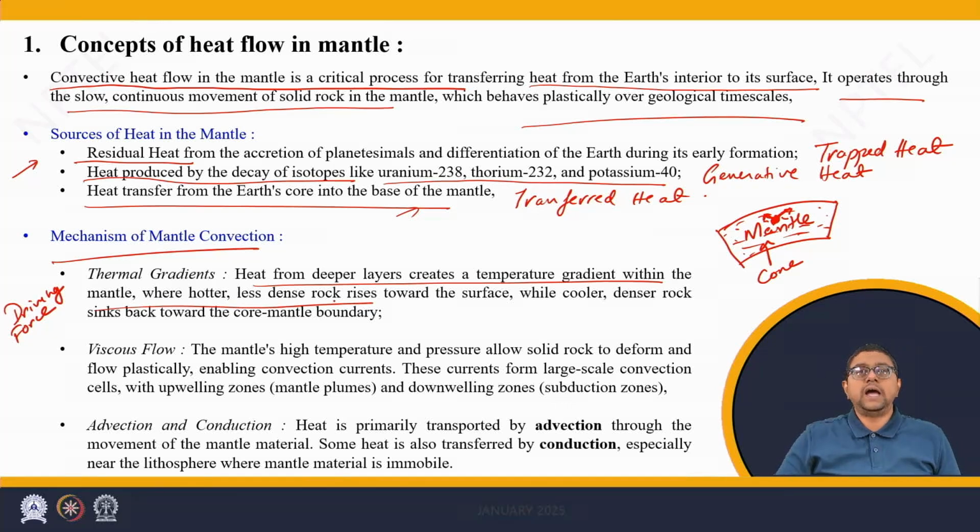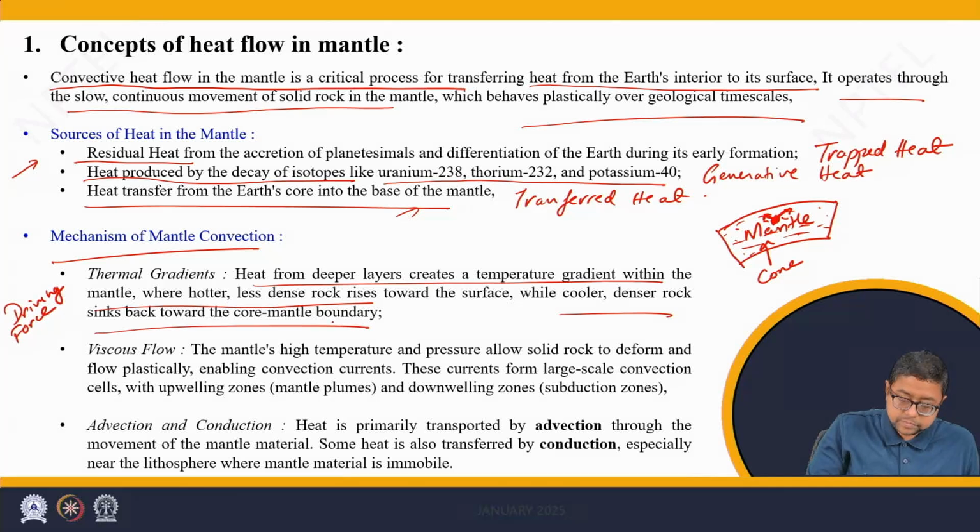The hotter and less dense rock at the deeper regions rises towards the surface, while cooler and high density rocks at the surface and shallower regions move towards the deeper regions of the mantle. This movement of denser rock towards the core mantle boundary and movement of lighter rocks away from the core mantle boundary creates the convective overturn cycle of the mantle.